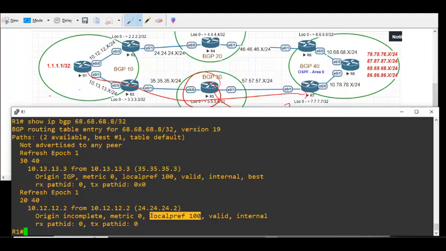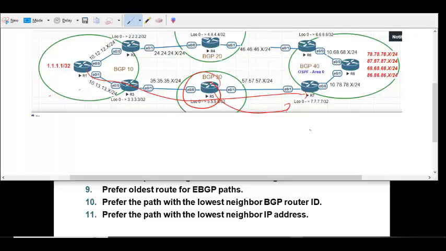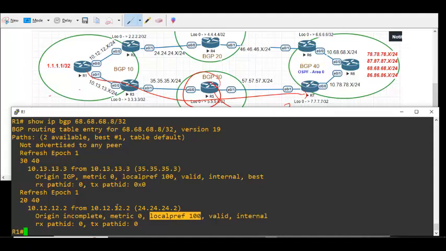Prefers the route originated by the local router. Now, if you see, is it originated by the local router? No. Both are learned from some other neighbor. If it is a local route, learned from will be 0.0.0.0. For example, 1.1.1.1 is a local network. Do you agree? You see the next hop, it is saying 0.0.0.0. So here, both are not local origin. So again, there is a tie.